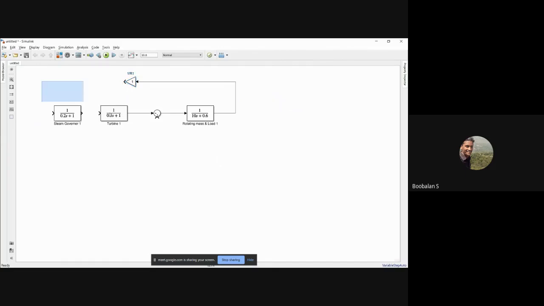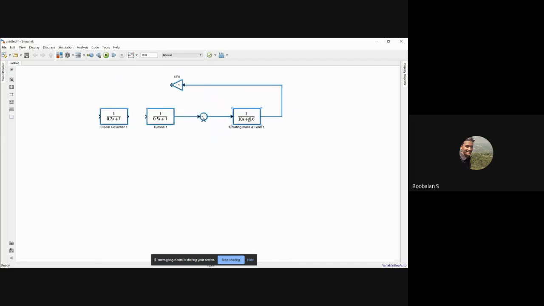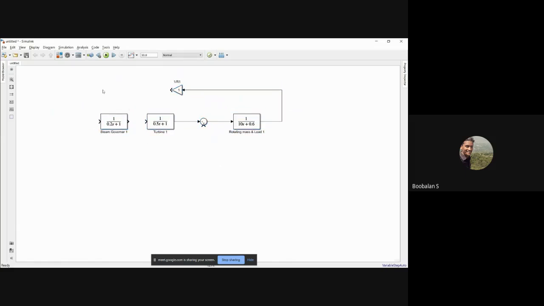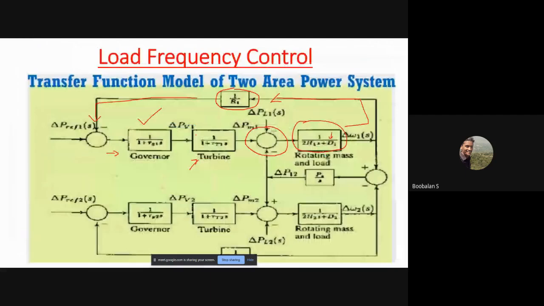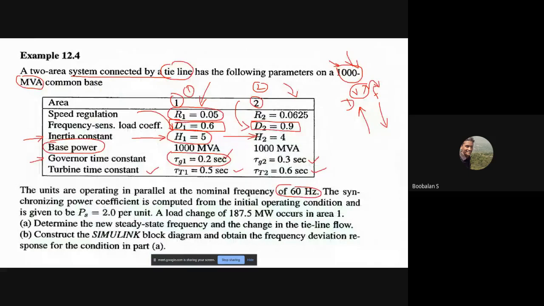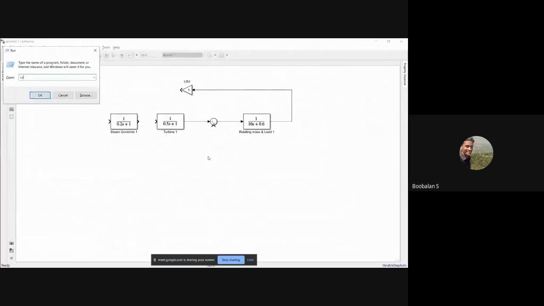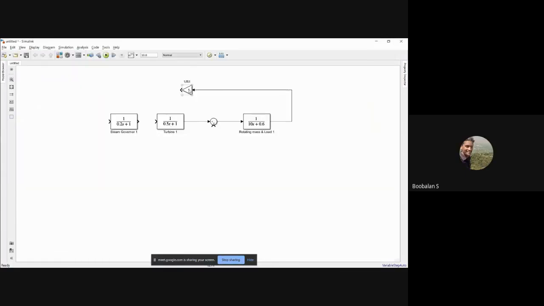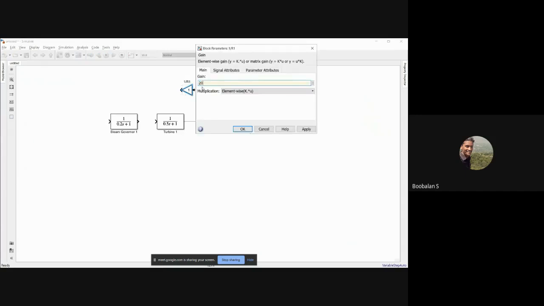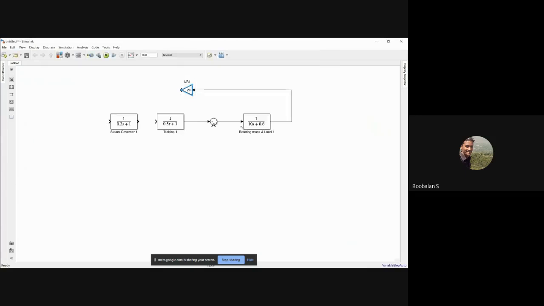So 1 by R1 value, we need to calculate over here. In the given problem, R1 is 0.05, so 1 by R1 will come to 20. Just double click on it, change it to 20, apply, and click OK.